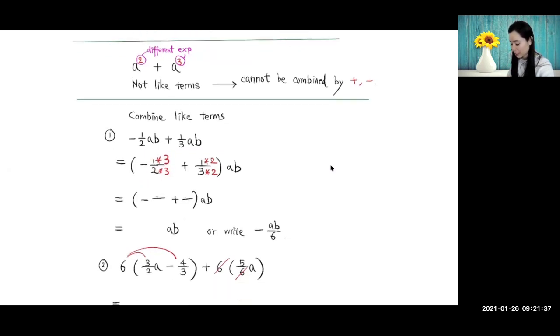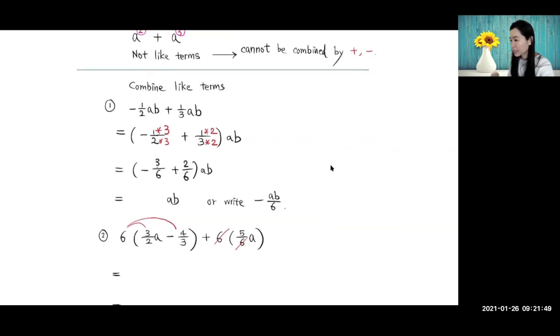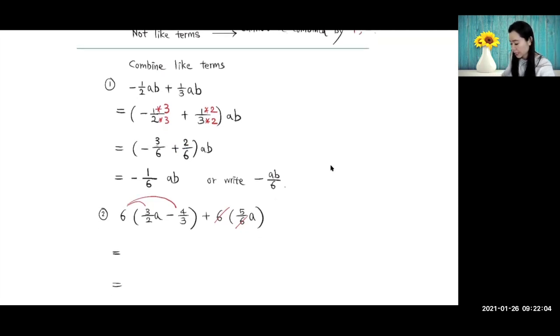Now over here, this becomes negative 3 over 6, and this becomes 2 over 6. Now they have the same denominator, so we can combine them. We keep the 6 in the denominator, and negative 3 plus 2 is negative 1. Another way to write this: see the ab here? It should be in the numerator. It's the same as ab over 1. So you put this ab on top, so negative ab over 6.